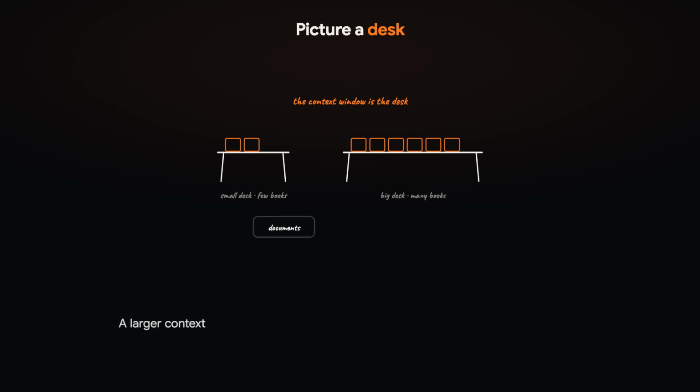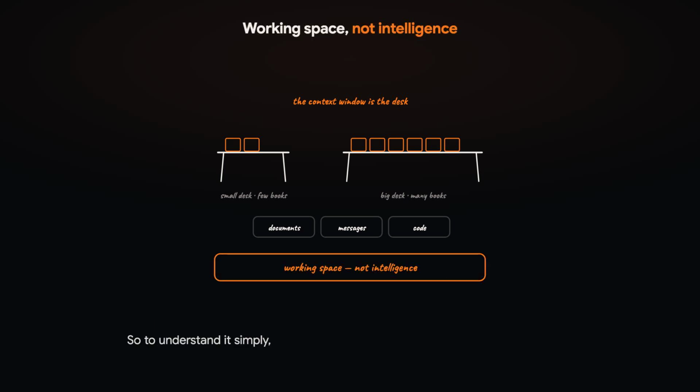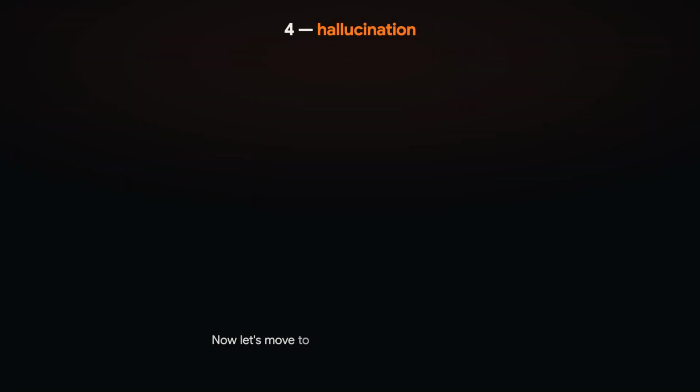A larger context window means the AI can keep more documents, messages, or code in front of it before it starts forgetting older information. So to understand it simply, context window equals working space, not intelligence. That's an important distinction. Now let's move to the fourth box, the hallucination.